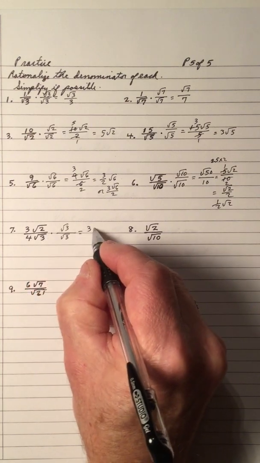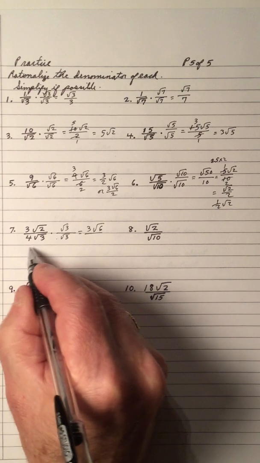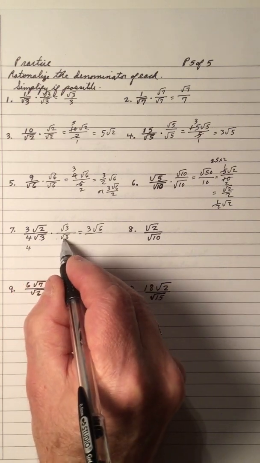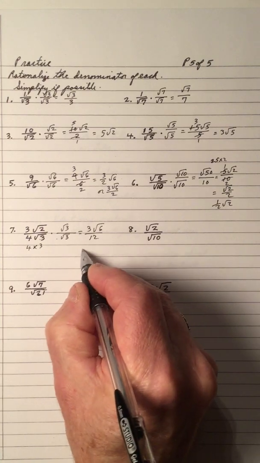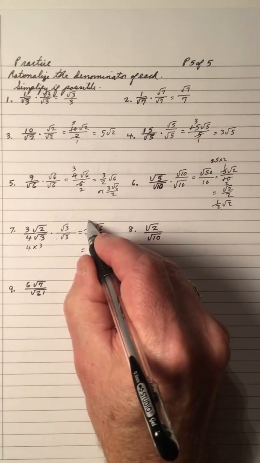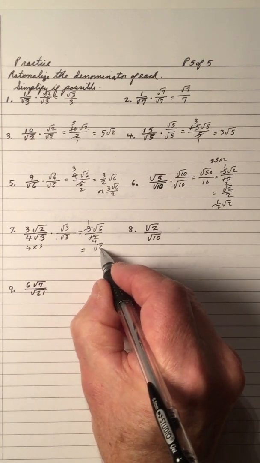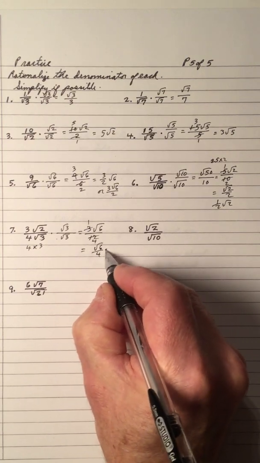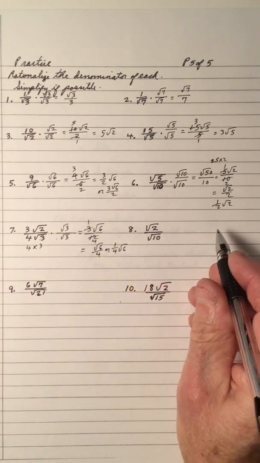Root 2 times root 3 is root 6. And 4 times 1 is 4. Root 3 times root 3 is 3. So that gives me a 12. And we cancel. 3 into 3 goes once. 3 into 12 goes 4. So we get root 6 over 4. Or we could have 1 over 4 root 6.